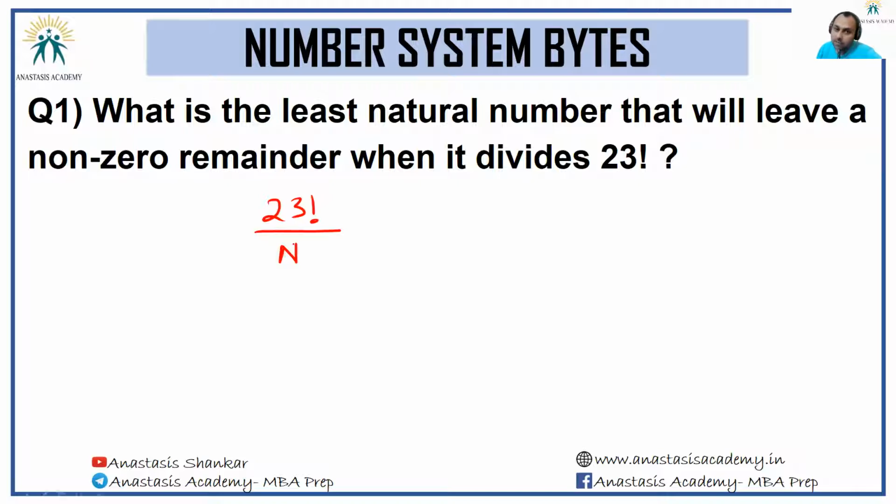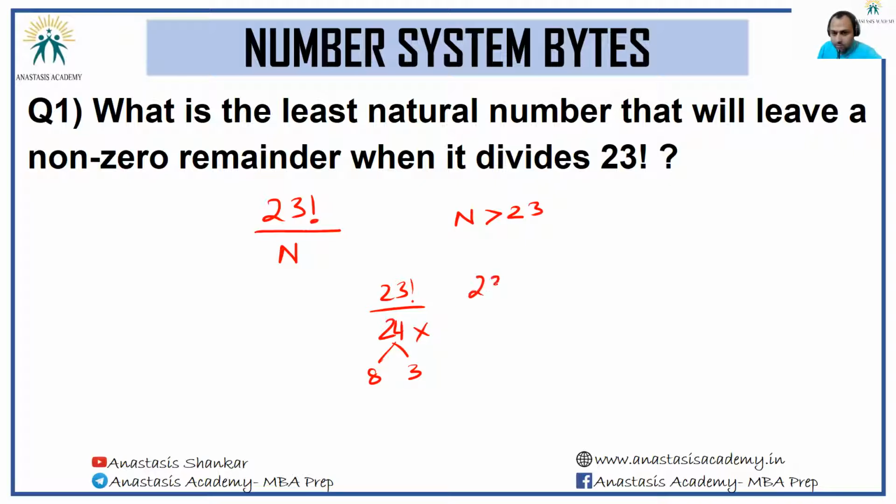Hopefully, you can see any number lower than 23 will definitely divide, so that is not useful. We have to look at n greater than 23. The first case is 23 factorial by 24, but 24 breaks down into 8 into 3, and that is definitely contained within 23 factorial. So this is not ideal.